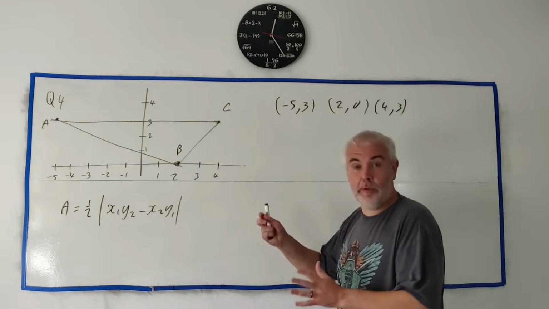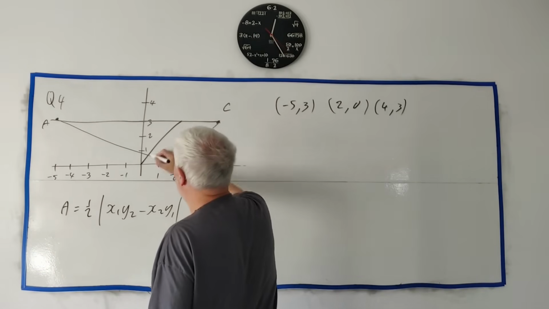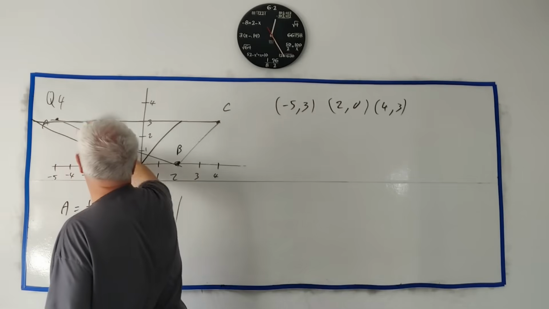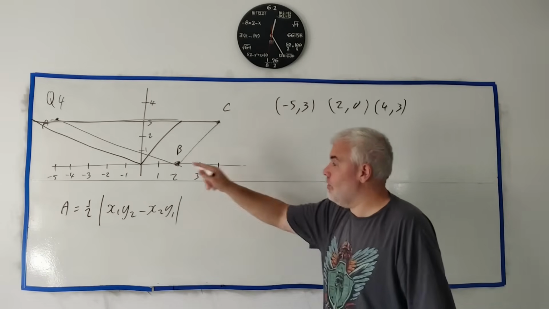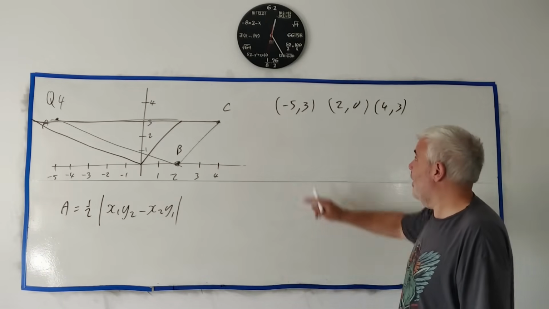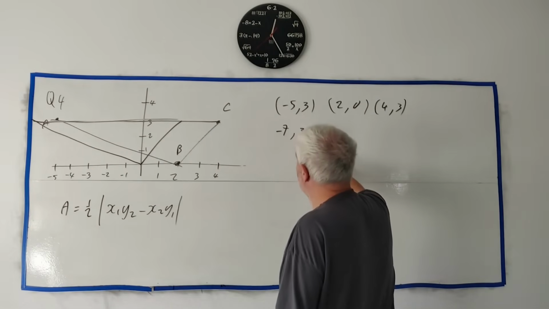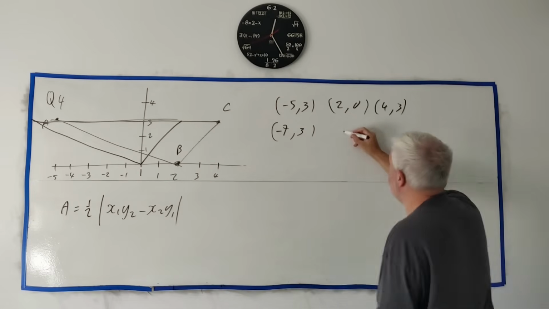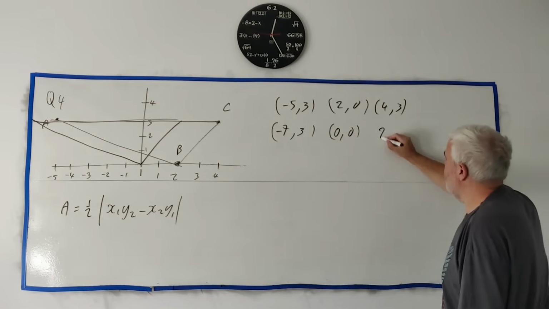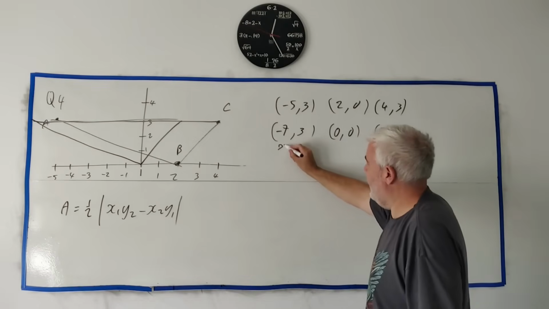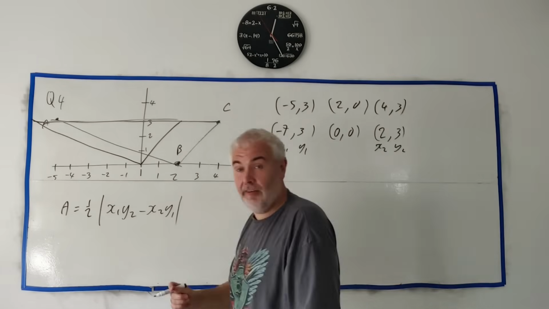Just move it. We're talking about area. Who cares if I do this triangle or I do, let's see, this triangle. I've moved this slightly to the left. It's easy enough to do. Every point just moves 2 to the left. Instead of minus 5, 3, it becomes minus 7, 3. Instead of 2, 0, it becomes 0, 0, just like I wanted. Instead of 4, 3, it becomes 2, 3. And I use this point here, x1, y1, x2, y2 in this formula, and I'll find the area.